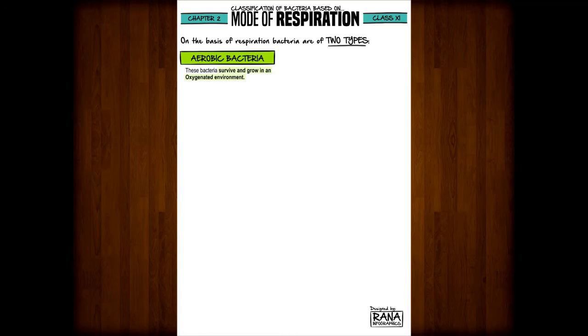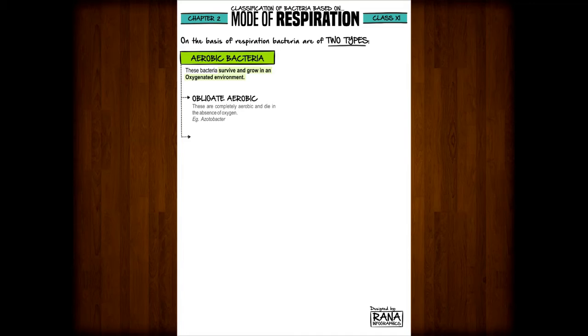The next criteria of bacterial classification is based on their mode of respiration. There are two types, the first one being aerobic bacteria. These can survive and grow in an oxygenated environment. Aerobic bacteria are of two types. First one being obligate aerobic bacteria. These are completely aerobic and die in the absence of oxygen.